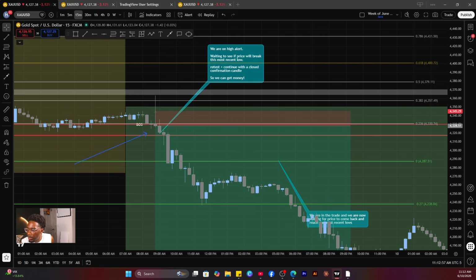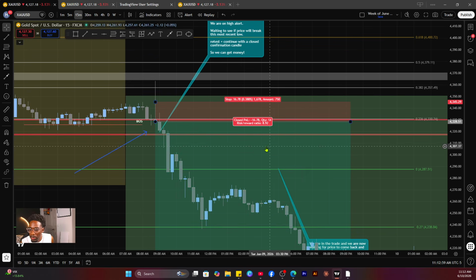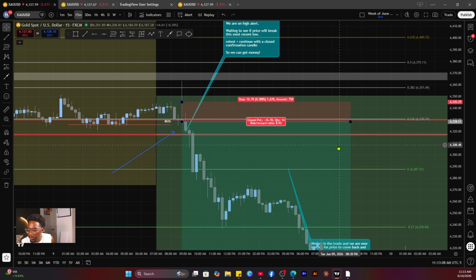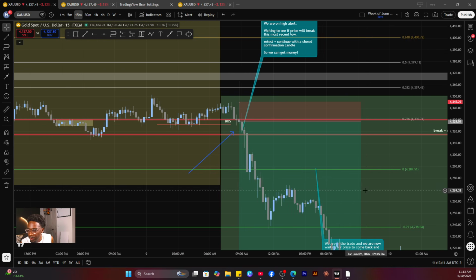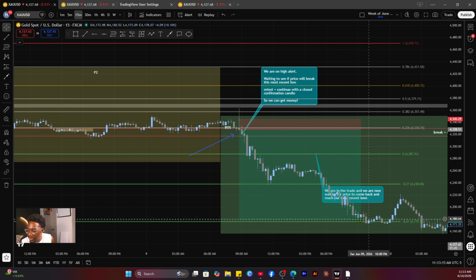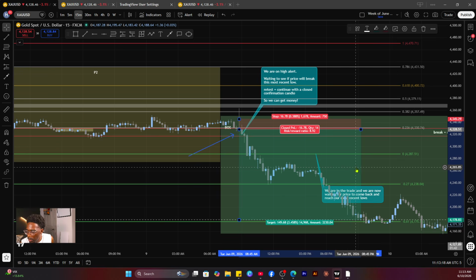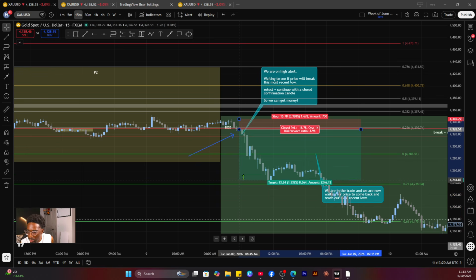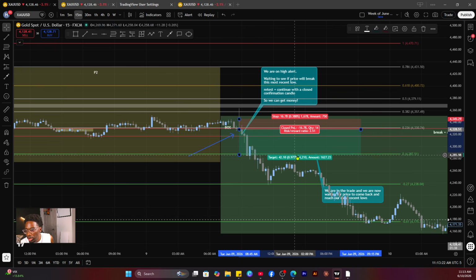At minimum, a beautiful trade would be to here, to my TP1, which is my 0% on my fibs. That's the setup. It would have been a 2.5 risk to reward ratio for just TP1.